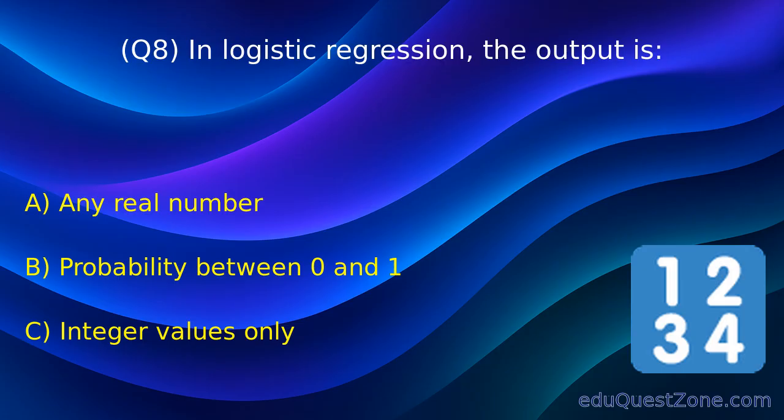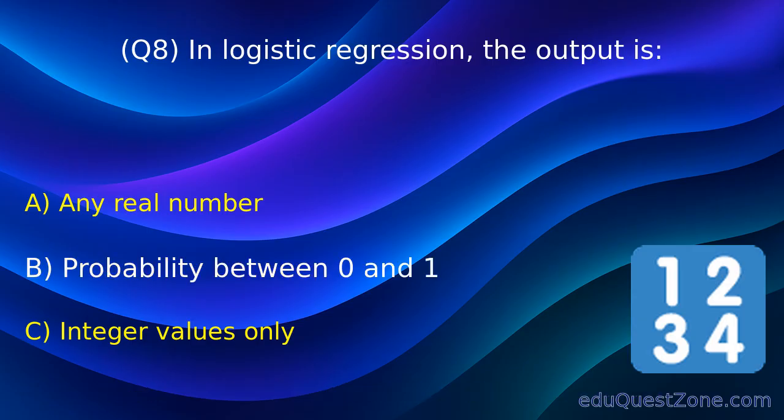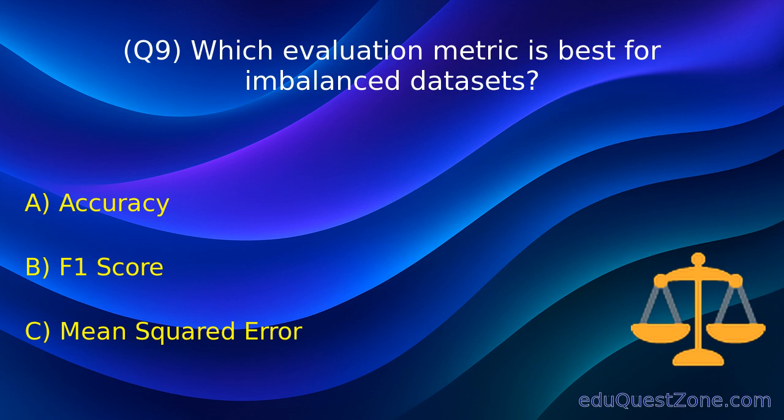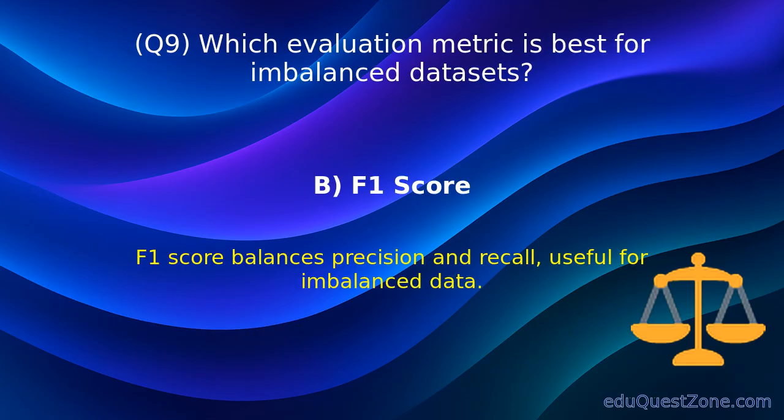Question 8. In logistic regression, the output is what? Option B. Probability between 0 and 1. It outputs probability between 0 and 1. Question 9. Which evaluation metric is best for imbalanced datasets? Option B. F1 score. F1 score balances precision and recall.